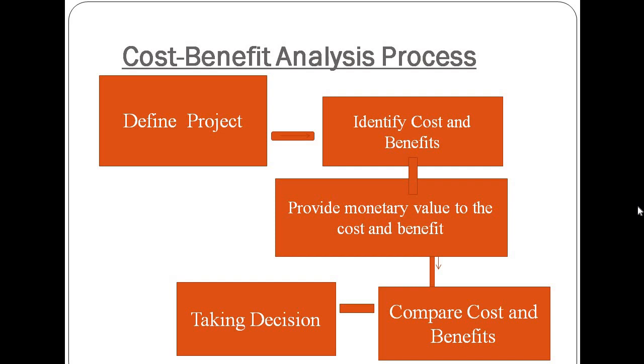Now we have the cost benefit analysis process. A cost benefit analysis process should begin with compiling a list of all costs and benefits associated with the project. The first step is to define the project, then identify costs and benefits, and then provide monetary value to cost and benefit. And by comparing costs and benefits, in the end, we will take decisions.